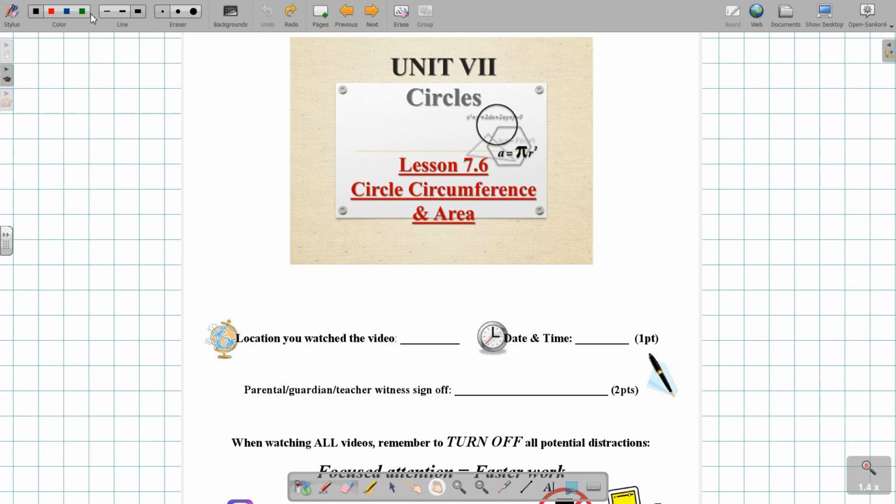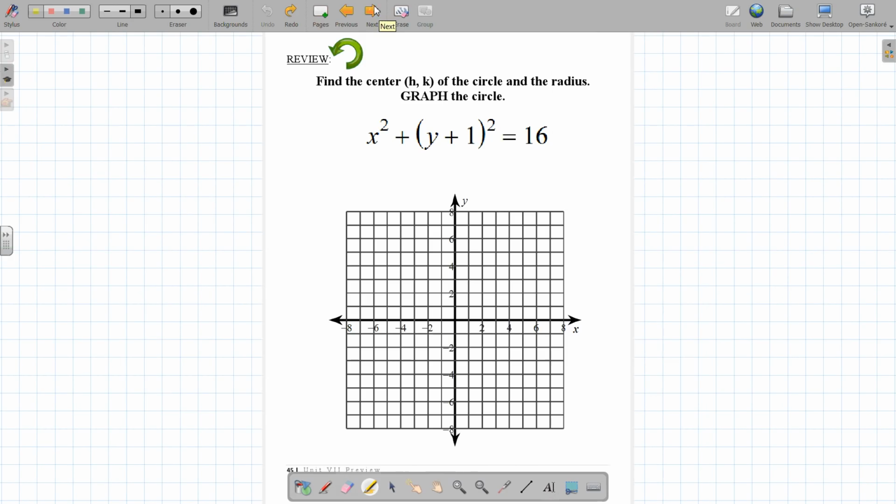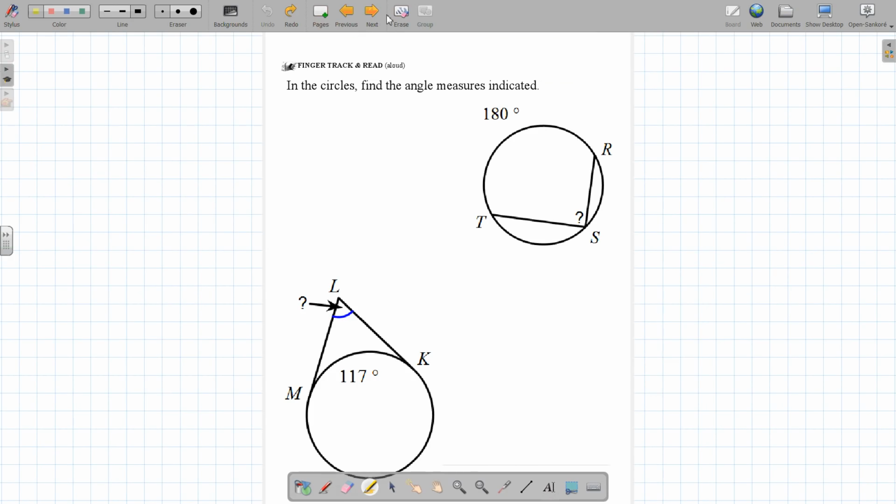Students, this is lesson 7.6, circles, circumference, and area. Don't forget the date, time, location, as well as a parent or guardian sign-off. These three review problems, I want you to do them completely on your own in the next couple minutes. Restart the video with a red pen in hand.